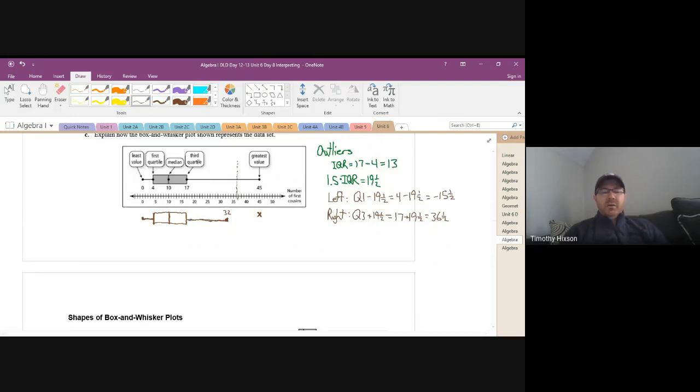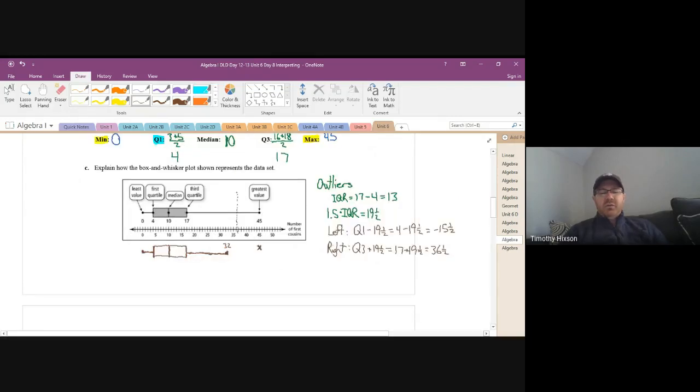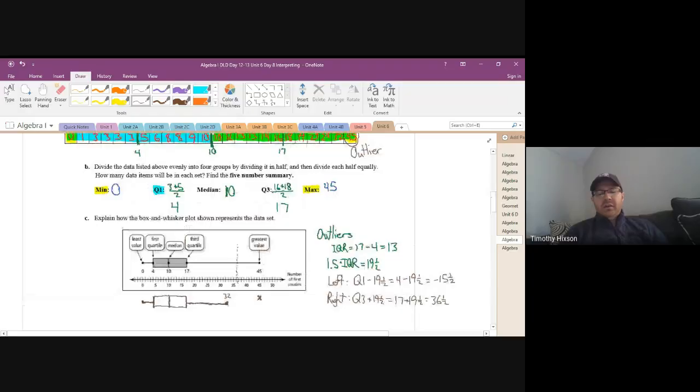Okay, so that is our initial look at the box and whisker plot, a quick review of what we've learned so far. So at this point, we're going to take that review and help us learn a little bit more about how to recognize skew and the different types of what we call a distribution.